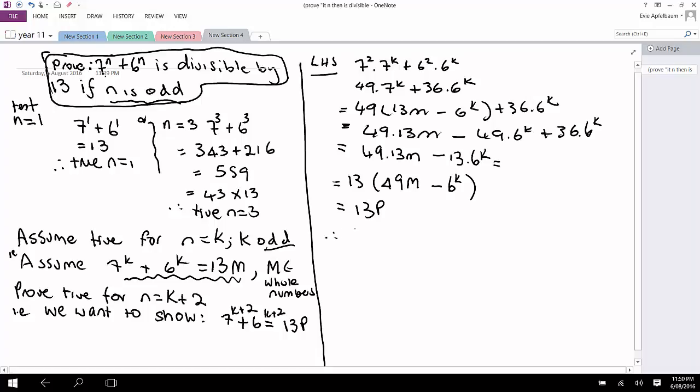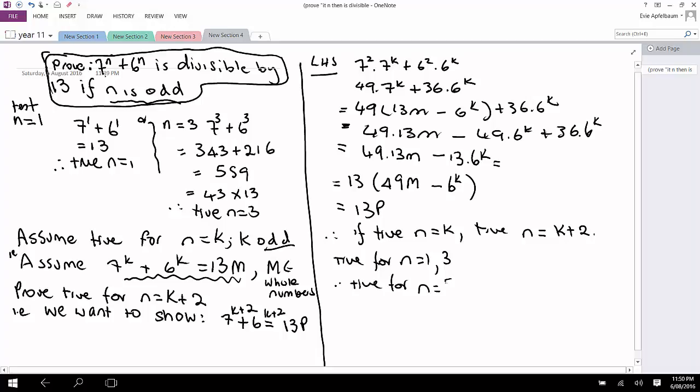Therefore, we know again that if true, n equals k, true, n equals k plus 2. We know it's true for n equals 1, 3, and therefore true for n equals 5, 5 plus 2, 7 plus 2, all odd n.